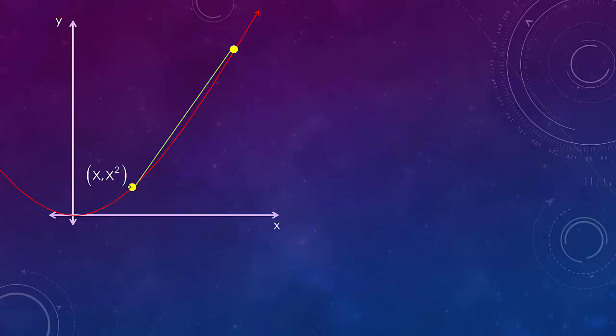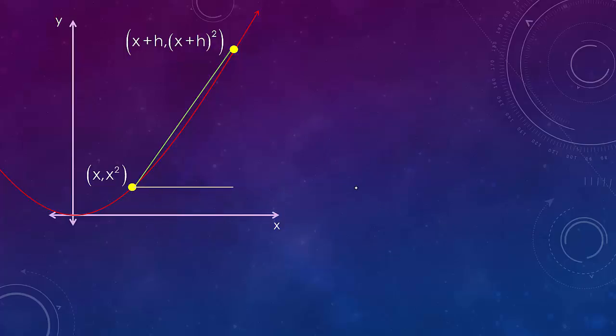This point here is a general point on the curve, so if its x-coordinate is x, because the curve is y equals x squared, the y-coordinate is x squared. Up here we've got x plus h, so what we're saying is from x we're going a little bit across, a distance h. And if x plus h is the x-coordinate, because the curve is y equals x squared, the y-coordinate is x plus h all squared.